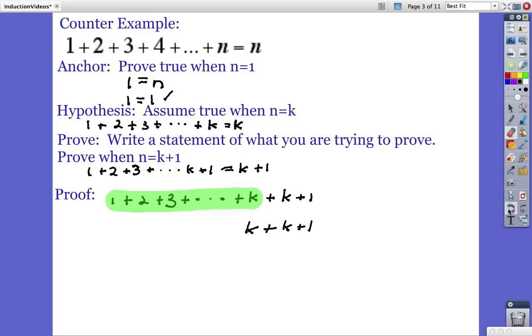When I combine like terms, I get 2k plus 1, which is not equal to the right side of the prove statement, which was k plus 1. Thus, 1 plus 2 plus 3 plus 4 plus ... plus n is not equal to n. So this shows that both cases, or both conditions, have to be met in mathematical induction in order to prove the statement's true.